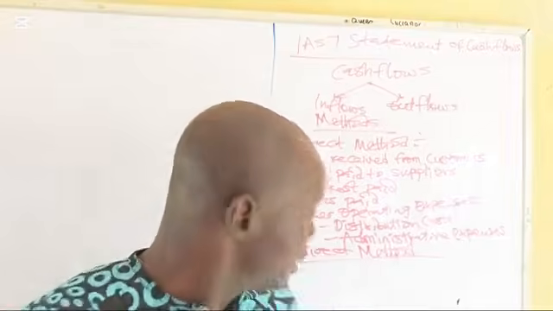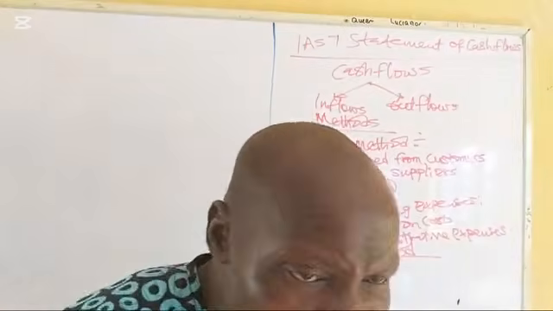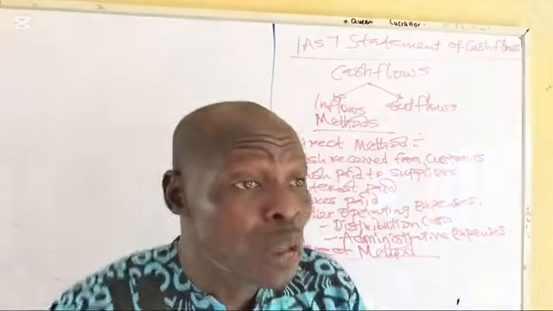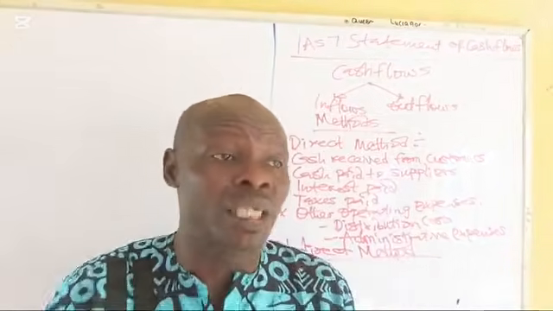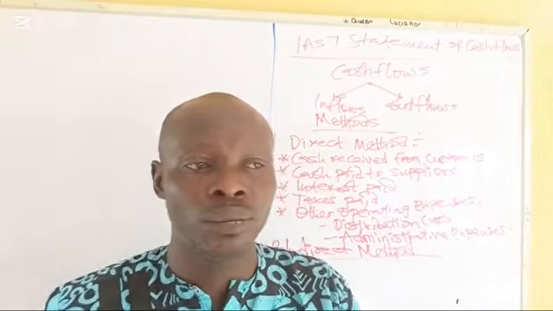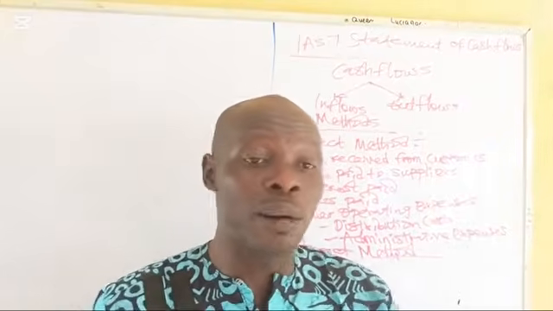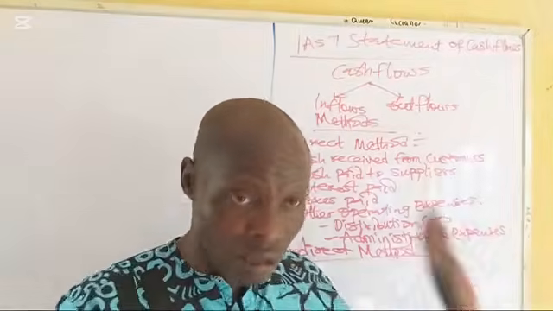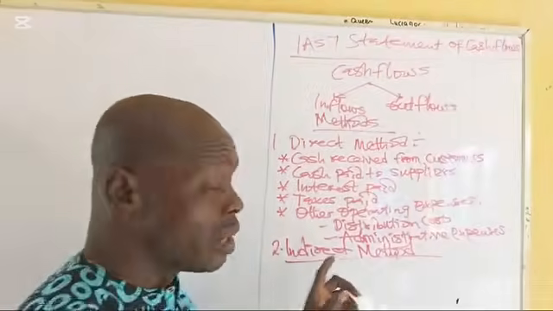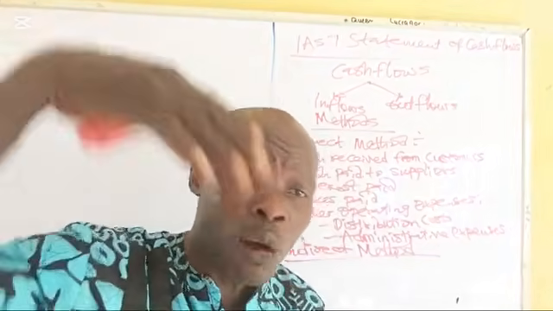So what this means is that under your operating activity using the indirect method, what we normally do there is reconciliation. You reconcile your operating profit with cash flows from operating activities. So it means you want to convert your profit before tax to cash.